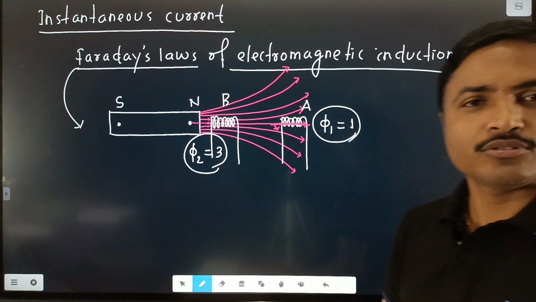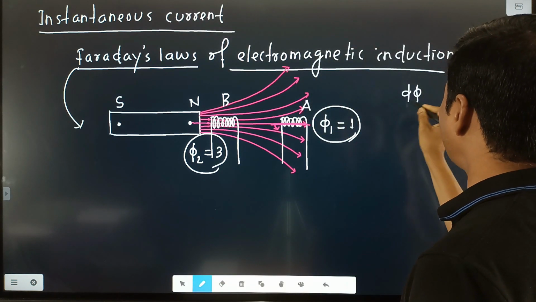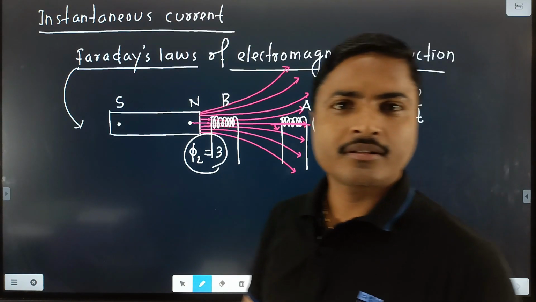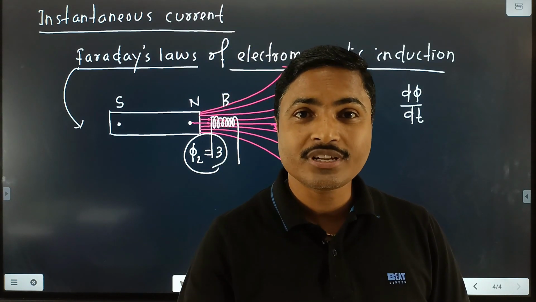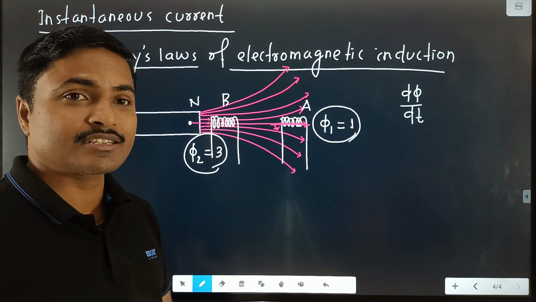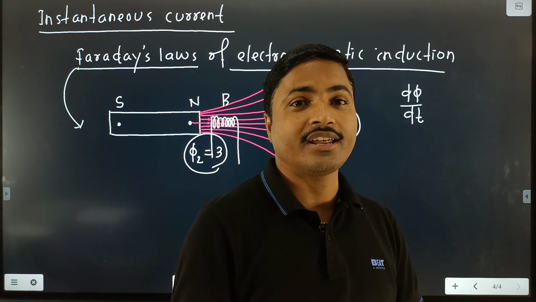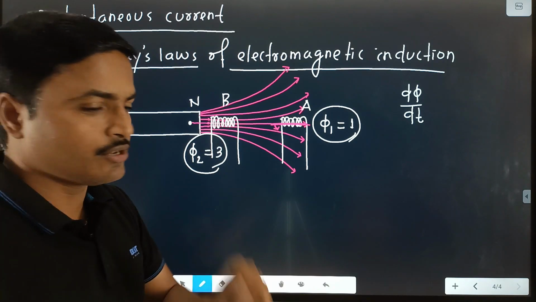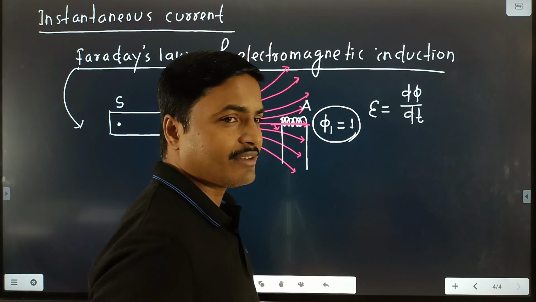If magnetic flux changes with respect to time, we write that change in magnetic flux with respect to time, that is d phi by dt. Then what happens? If magnetic flux is changed, then an induced EMF is produced through this coil. That means an induced current, alternating current, or an induced EMF is produced through this coil. And that induced EMF, we write that is E is equal to d phi by dt.